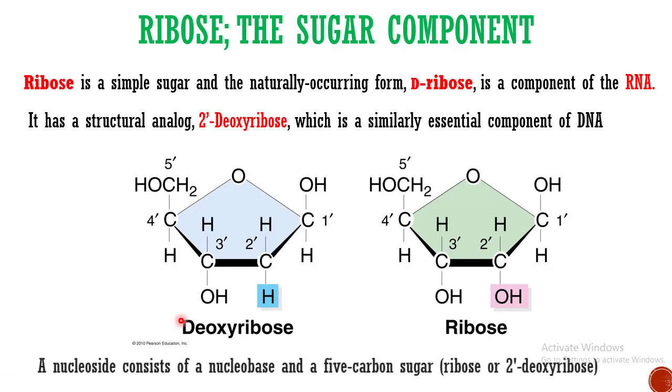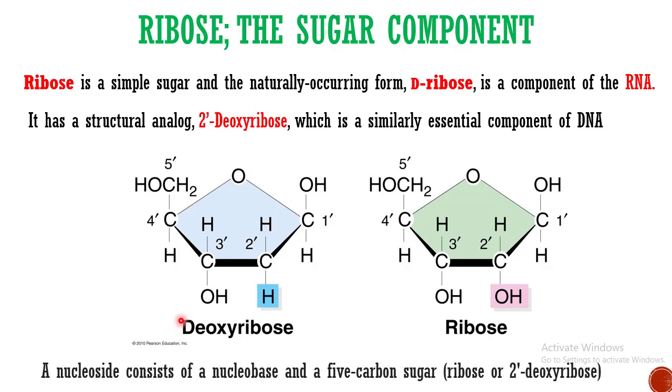Now this nucleoside, as you can see over here, is just one example: a nucleoside consists of a nucleobase and a 5 carbon sugar. So when you talk about the sugar in the nucleoside of the RNA, that would be a ribose sugar. If you talk about the nucleoside of the DNA, that would contain the 2' deoxyribose.